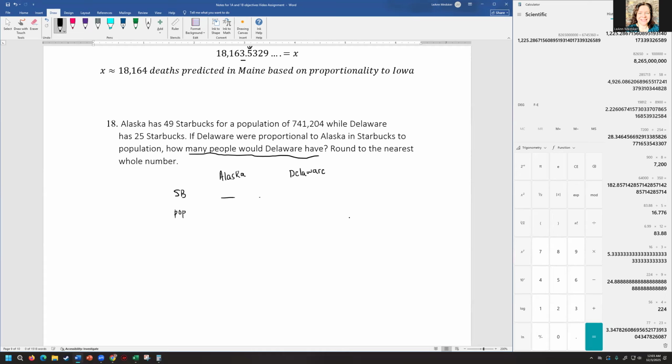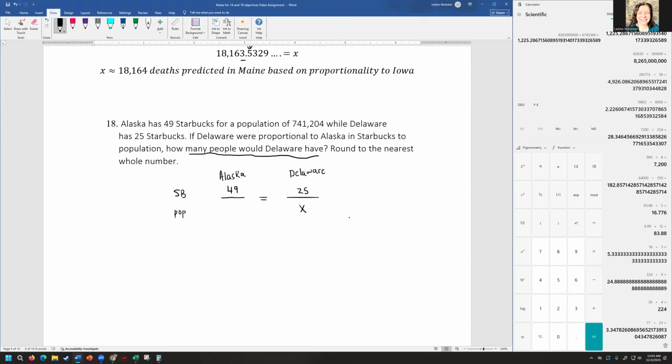So bottom line is I need to solve for how many people are in Delaware, okay? That is our X. Even if they gave me the actual population of Delaware, I would not use that because I'm using a proportional comparison between Delaware and Alaska. So I'm going to put in that I do know that we have 49 Starbucks in Alaska. I have 25 of them in Delaware.